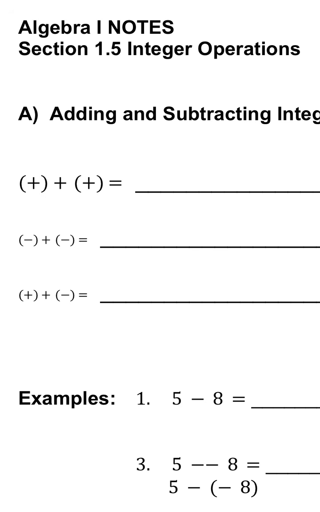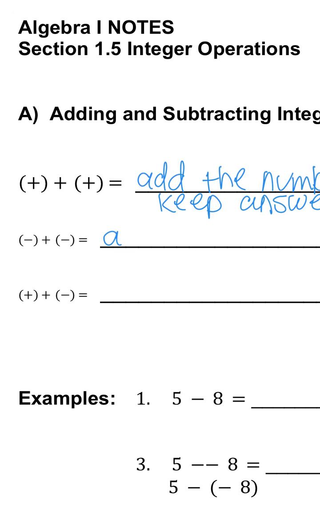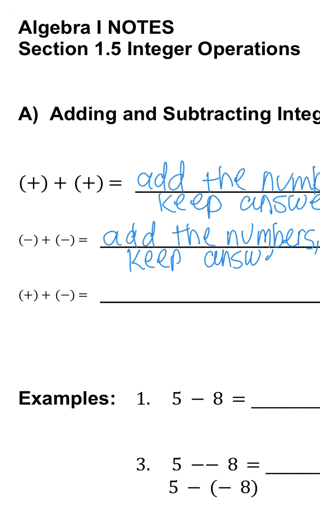Now let's go ahead and do negative numbers. What happens if you have two negative numbers? They turn to a positive, right? Well, if you multiply, but right now we're adding them together. They stay negative. So you would add the numbers. So let's write this down. Add the numbers. And in this case, we will keep our answer negative.